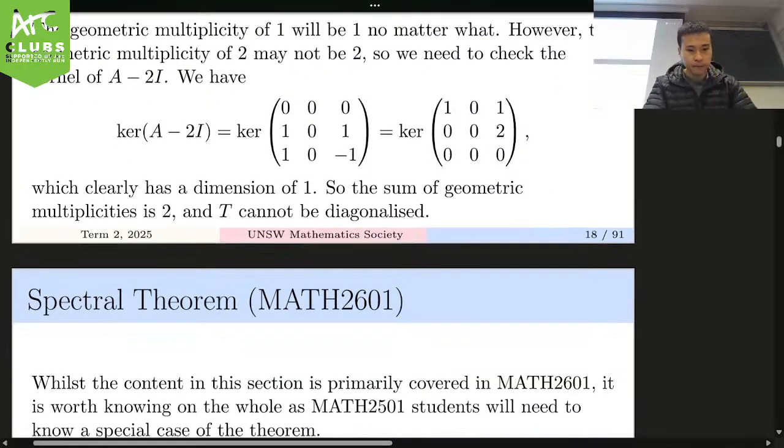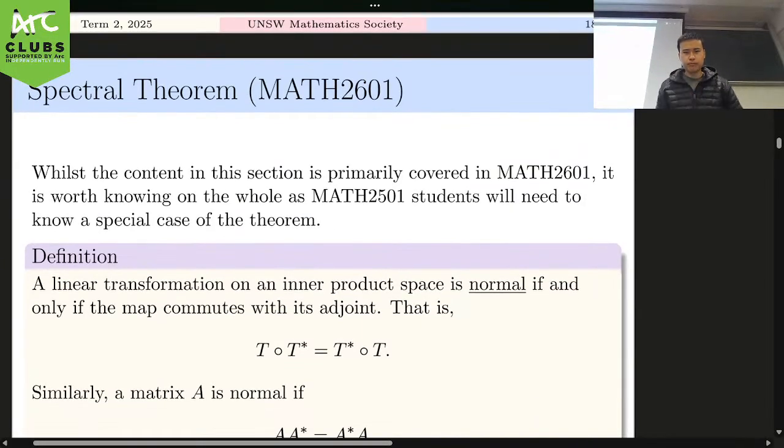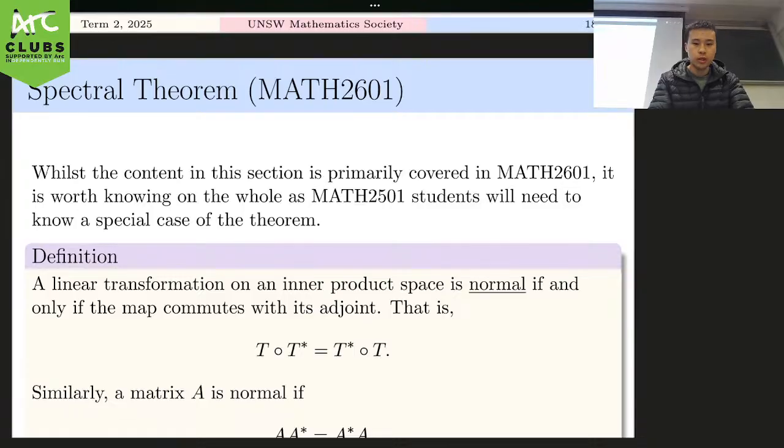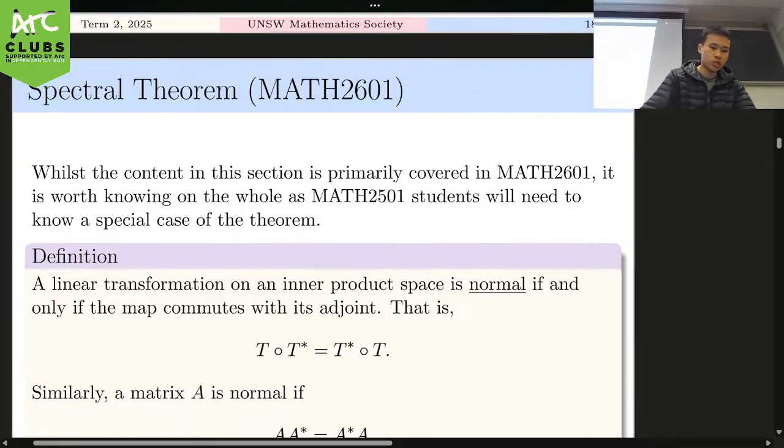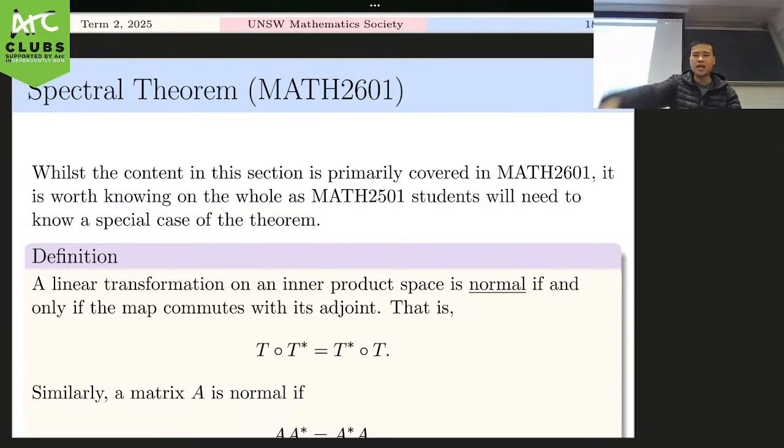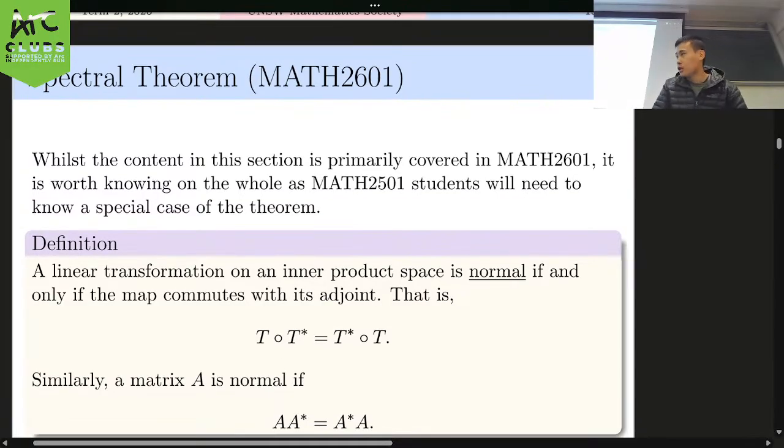All right. I know we're coming from 2501, but sometimes there are a bit of gaps here. Apparently spectral theory is in 2601 but not in 2501, though to my knowledge they learn some special case of it. So it's nice to know, but if you don't understand it entirely, it's not necessary. Just pray it doesn't appear in the exam.